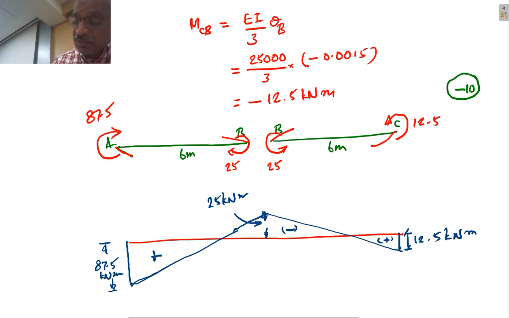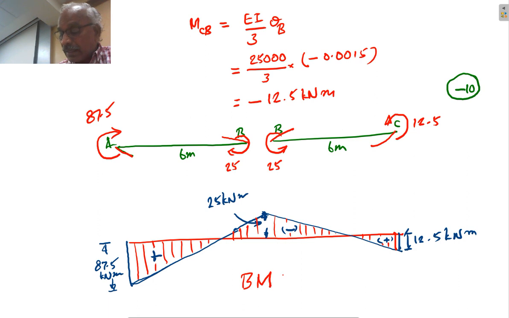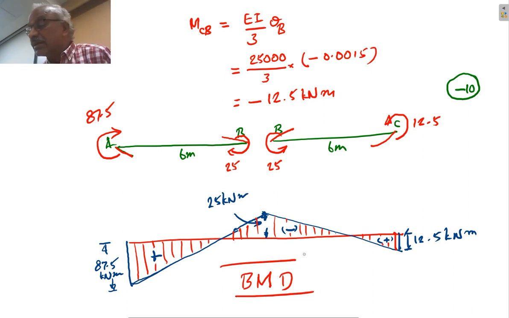So you can do hatching. So this is the final bending moment diagram, that's all. If there is any external load, then you have to find out the simply supported beam moments and superimpose on this. Here there is no such need. This is the bending moment diagram for the given beam. This is a GATE question, so that is solved.